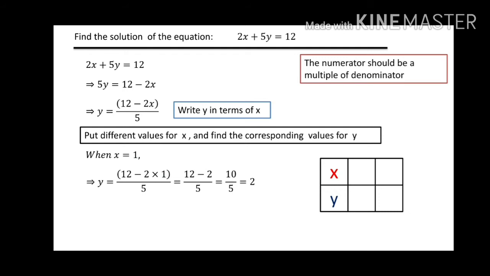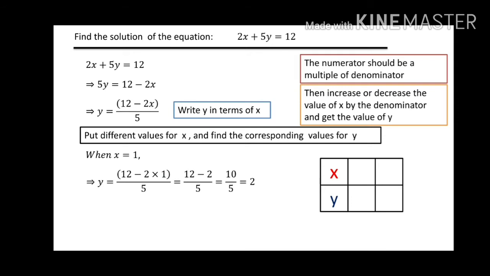Now to get the next value, here what you have to do, we can keep on increasing or decreasing the value of x by the denominator. Now suppose here the denominator is 5. So whatever value of x you have taken at first, we will just add the denominator or subtract the denominator. Suppose I add the denominator. Now x was 1, so 1 plus 5, we have got 6 now. So if I put 6 here, surely I will get another value. So when I put 6, it becomes 2 6s are 12. So 12 minus 2x, that is 12 minus 12 becomes 0.